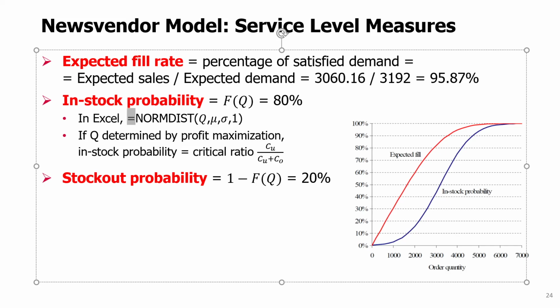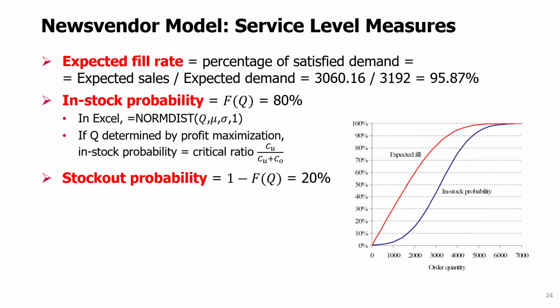In general, we can calculate the in-stock probability using this function, right? Norm dist, the cumulative distribution function, assuming quantity Q, mean and standard deviation of demand. And this is just saying use the cumulative distribution function, not the density, right? If Q is determined by profit maximization, our in-stock probability will be the same as critical ratio. So actually, we didn't have to calculate anything. We already knew the in-stock probability is 80%, no calculation necessary. And of course, stockout probability in that case is 20%.